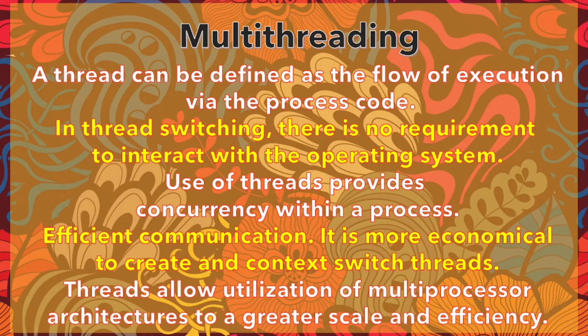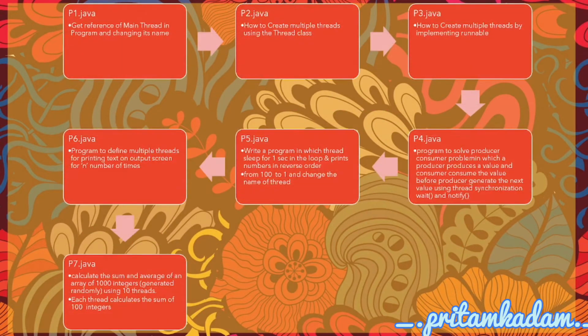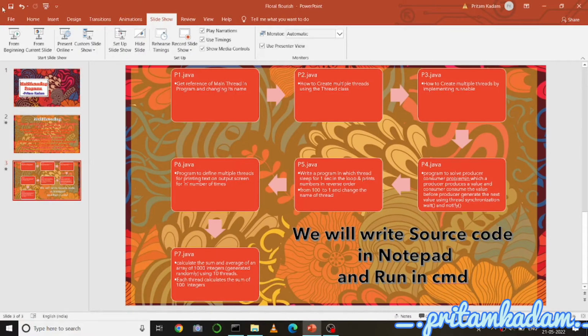So let us see what programs we will do. We will write source code of 7 programs. First, p1.java, get reference of main thread in program and changing its name. Then how to create multiple threads using the Thread class. Then how to create multiple threads by implementing Runnable.